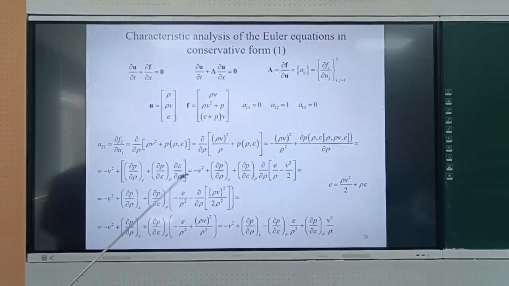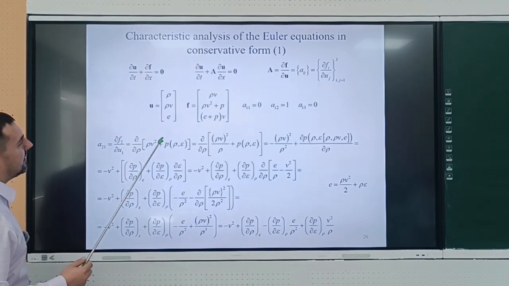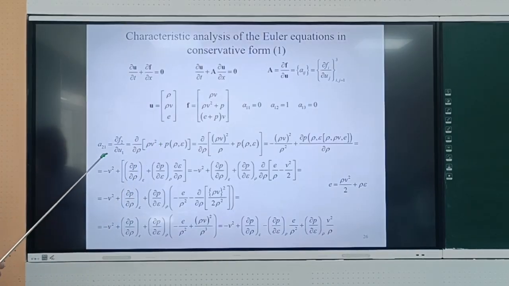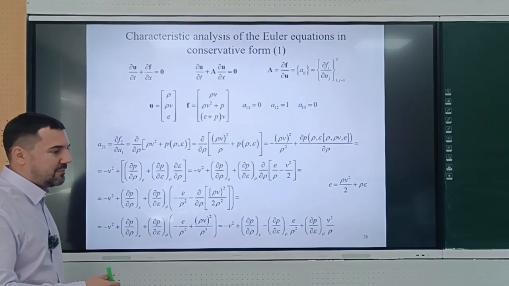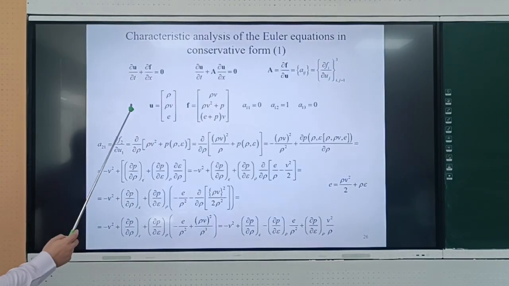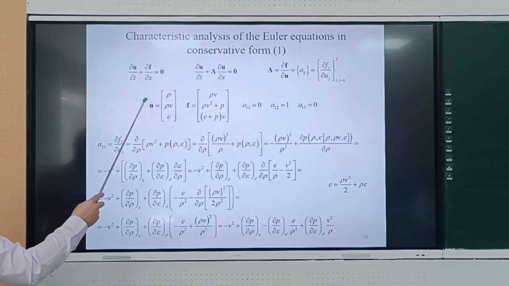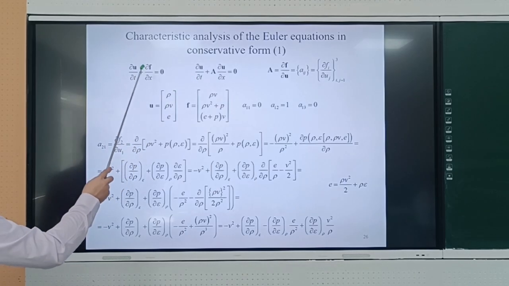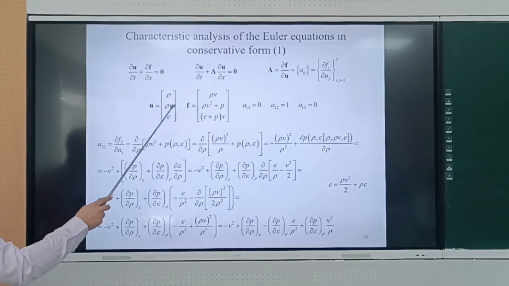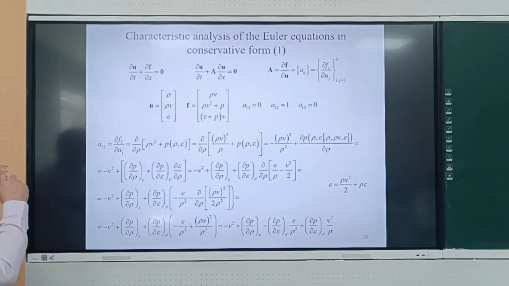To use this matrix, you should analyze the properties of the matrix of the Euler equations. Actually, it has already been done in many books, and you can just use it. But I'd like to explain to you how to do that. So, what is the matrix for the Euler equations? Let's start with this conservation form: du over dt plus df over dx equals 0. This is the vector of conservative variables. This is the flux vector.